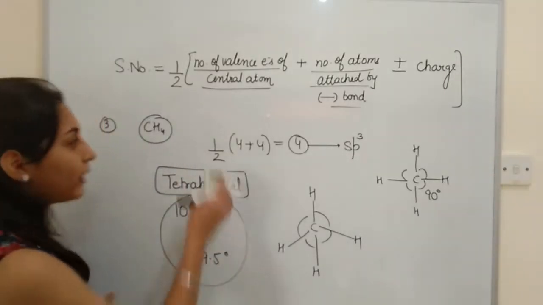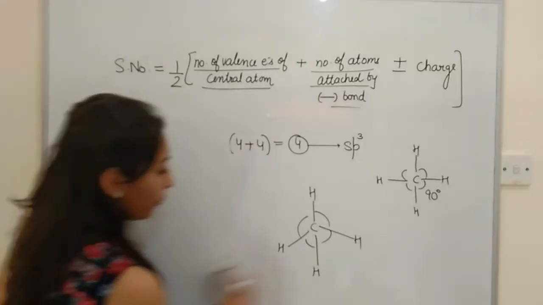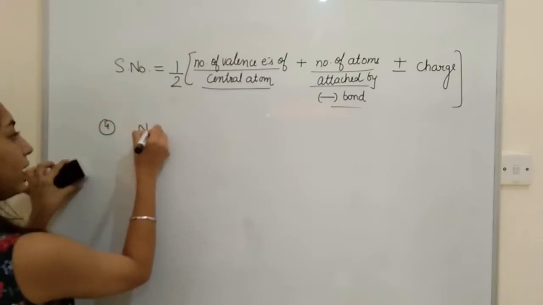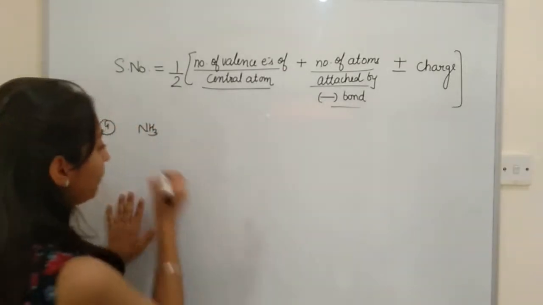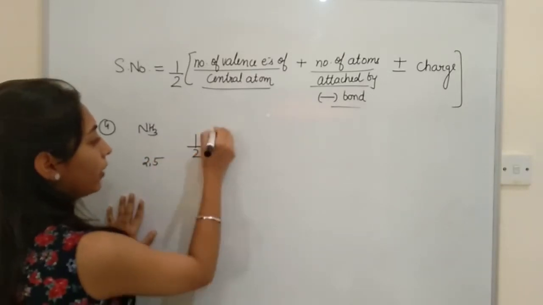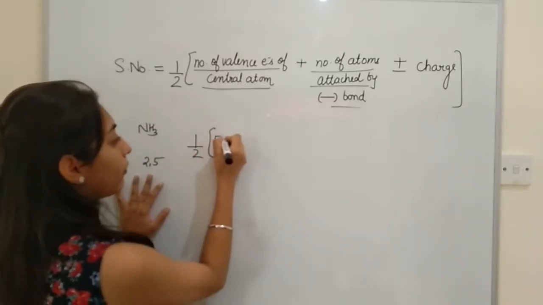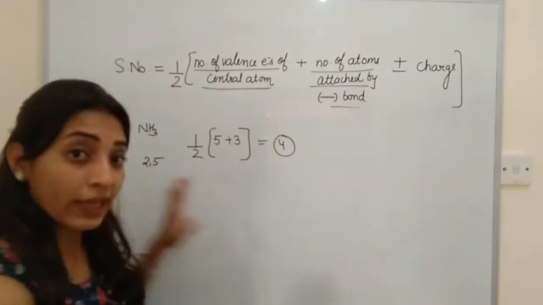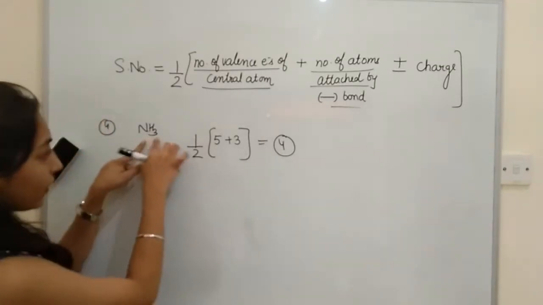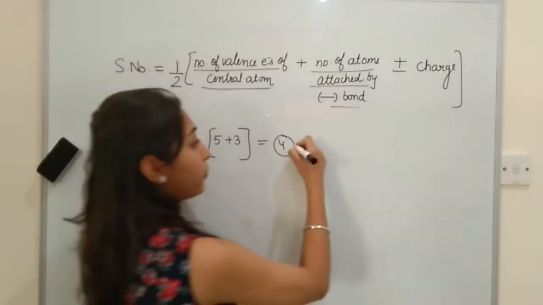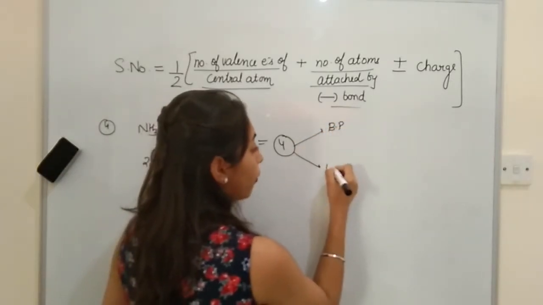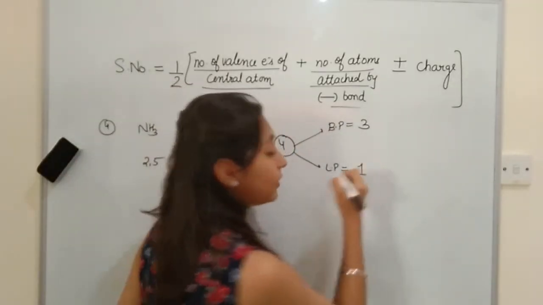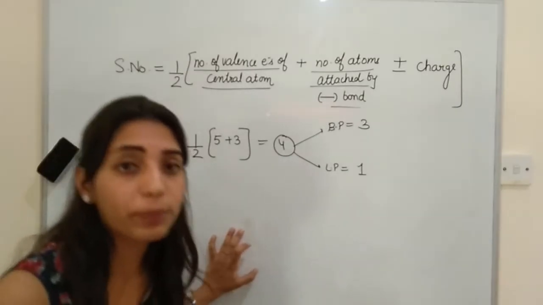Okay, let me complicate the examples. The next example I am giving you is for ammonia. This is the 4th one, I think, ammonia. Let's start carefully. Nitrogen is 2,5, half. Number of valence electrons of nitrogen, 5, plus number of atoms attached by single bond, 3. Answer comes out to be 4. Now the problem rises. Look at this. There are only 3 hydrogens. That means out of 4, only 3 will be the bond pairs. So 4 minus 3, that means 1 pair of electron has to be the lone pair of electron.